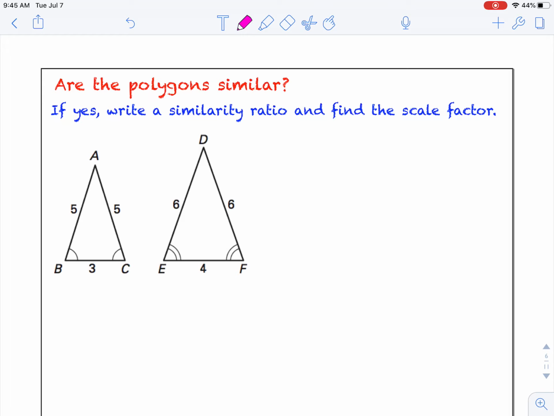Well, the first thing I look for when trying to determine if two polygons are similar is to look for all angles to be congruent. Well, angle B is not congruent to angle E because this is marked as 1 tick mark and this is marked as 2. So see, already right now we don't have congruent angles. So these are not going to be similar because we do not have congruent angles. So we don't have to write a similarity statement or a similarity ratio or a scale factor.